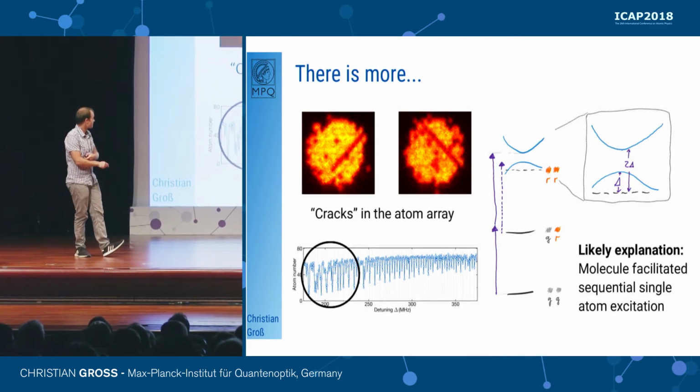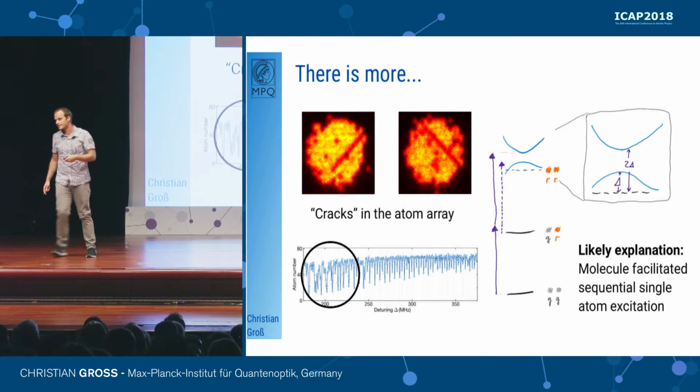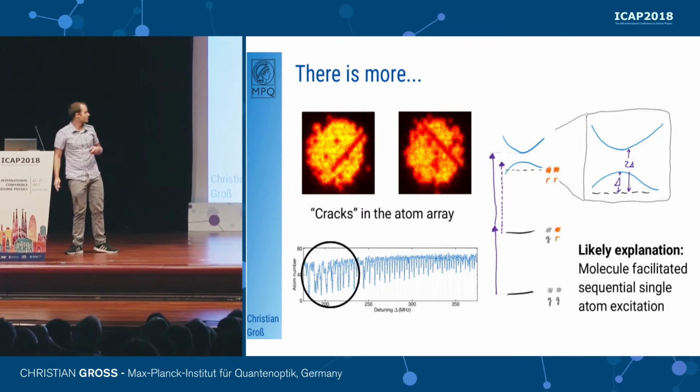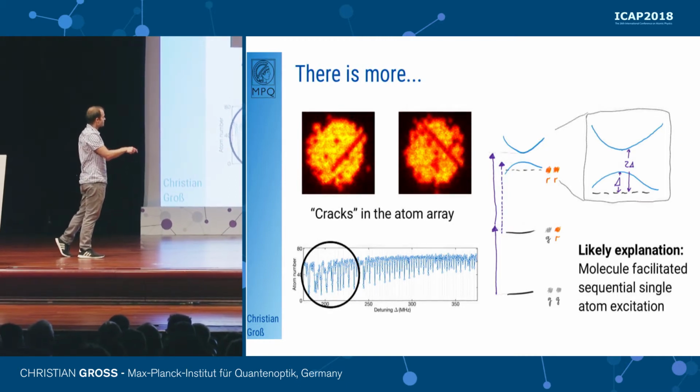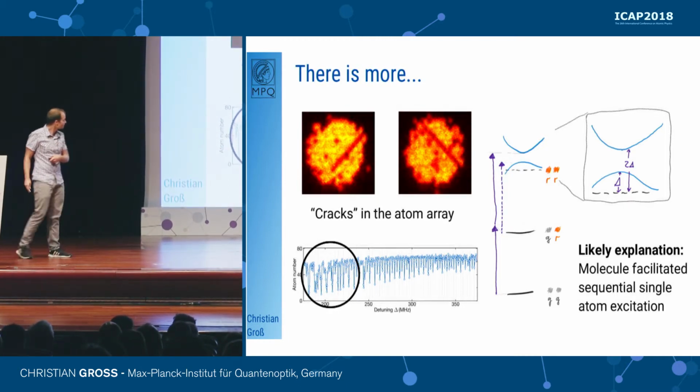And this can actually be checked experimentally by changing the Rydberg state, where we change basically this accidental coincidence of these detunings here.